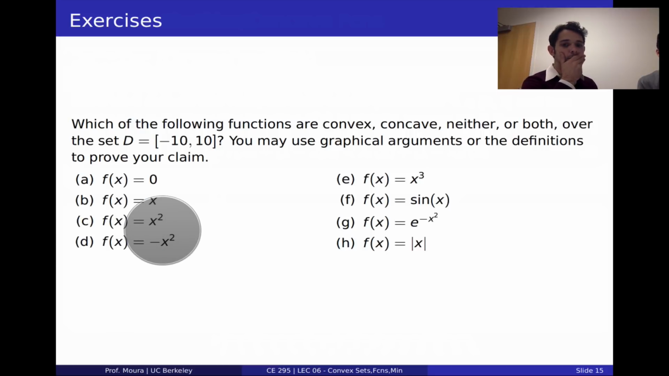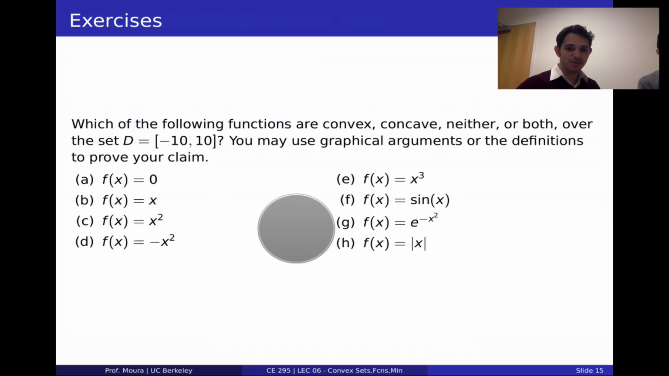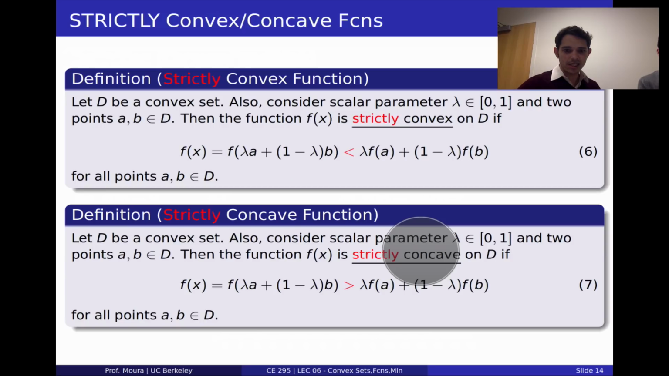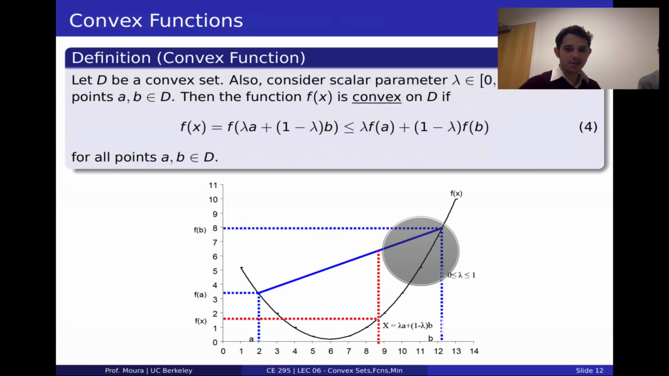So C would be convex, while D, the opposite of that, is concave. Perfect. Great. And let me skip the next few. Let's go to H here. This is the absolute value of x. I would say that is convex. Yes. So that is convex.